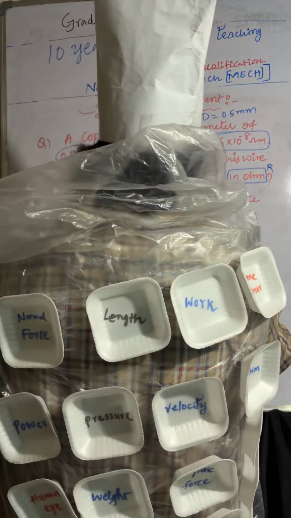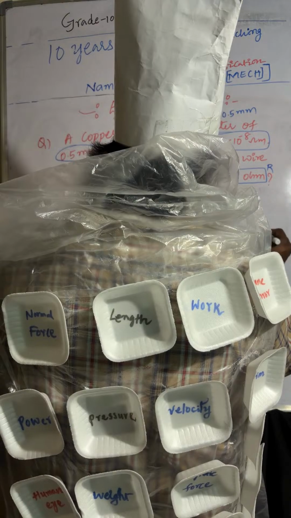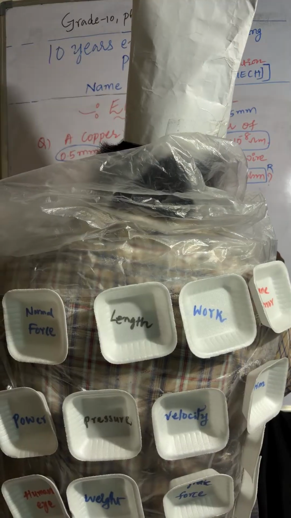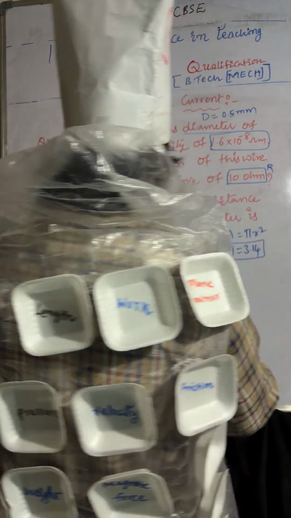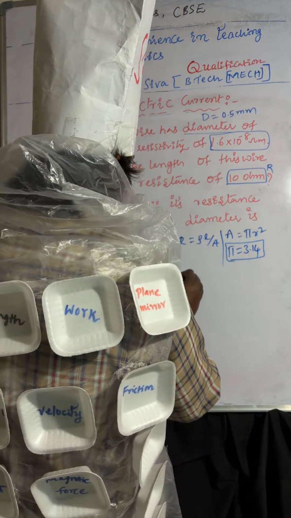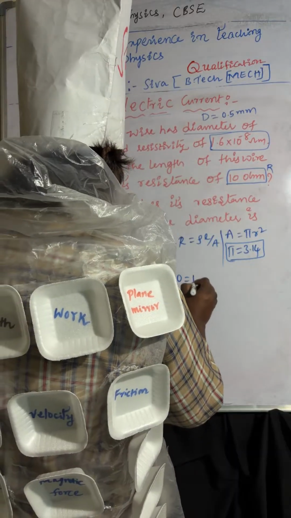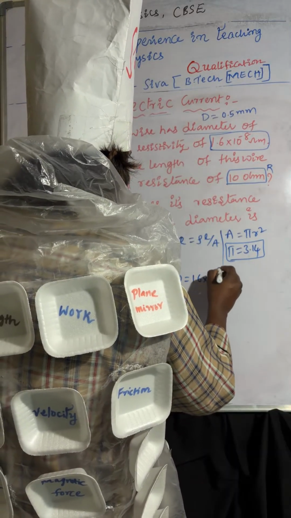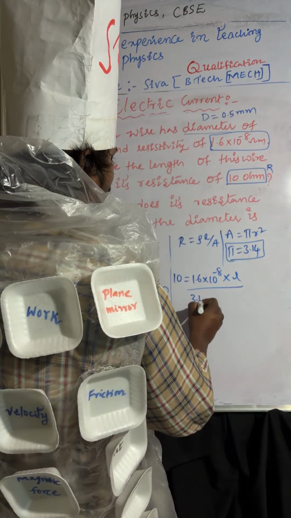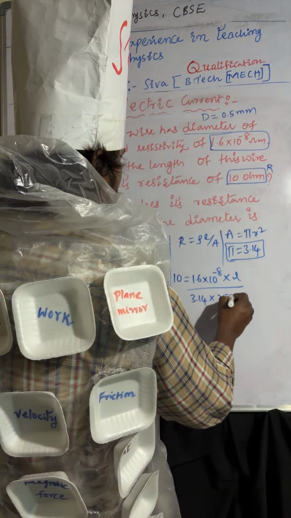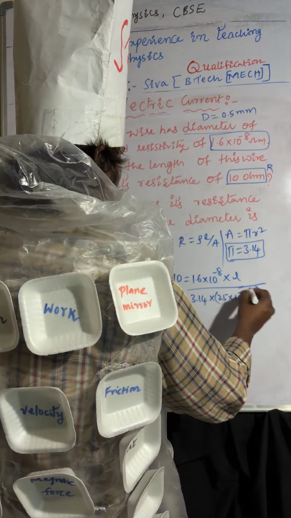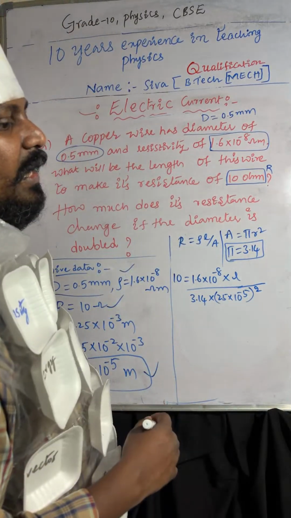Area is pi r square. So area equal to pi r square, r is given. So pi value is 3.14. Substitute the values, then you will get the answer. R equal to 10, then rho equal to 1.6 into 10 power minus 8. Length we have to find out. Area of the cross section is 3.14 into 25 into 10 power minus 5 whole square. Then L we have to find out.